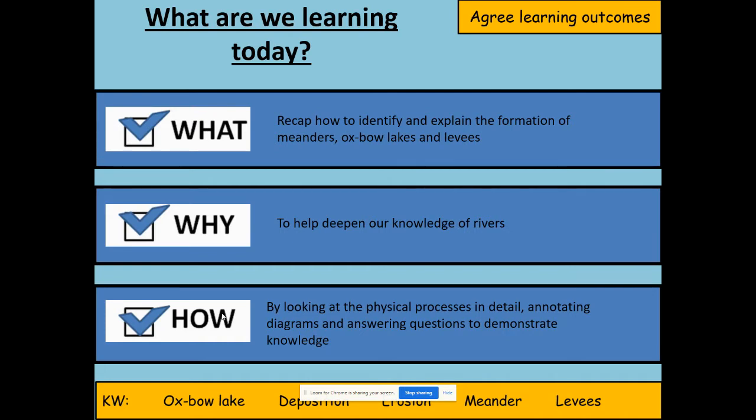Okay, so what are we going to be doing today? Well, first of all, we're going to be recapping how to identify and explain the formation of meanders, oxbow lakes and levees. We could have included V-shaped valleys and waterfalls in this, but I've decided to focus on meanders, oxbow lakes and levees. First of all, because I've looked back at some of the mistakes made in the assessments, and so we can correct some of the issues there.